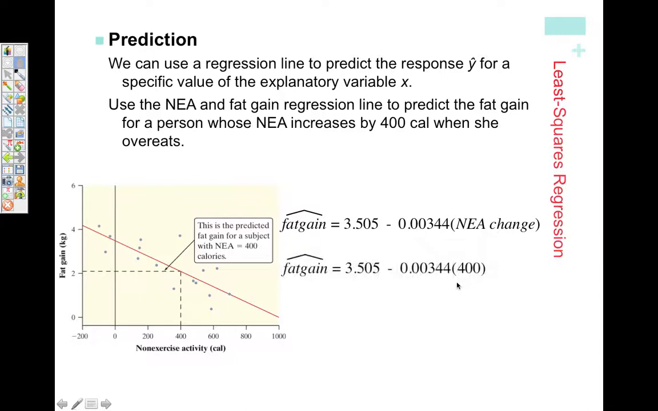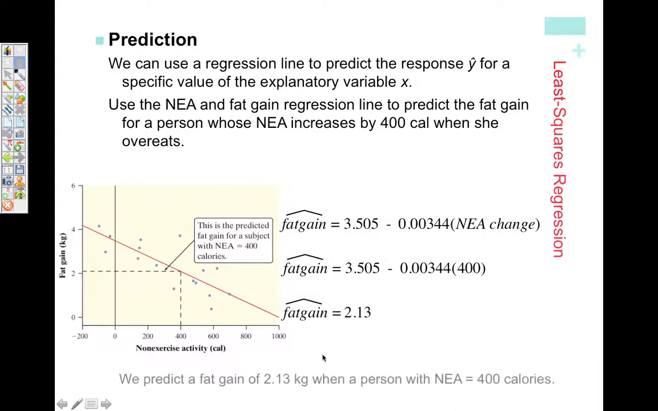We plug in 400, better than just going up to the graph and over, that's an estimation. We can see it's going to be a little bit bigger than 2 kilograms. Crunch the numbers, we get 2.13. So now we state this as an answer in the context of the problem. So we predict a fat gain of 2.13 kilograms when a person's non-exercise activity is equal to 400 calories. Again, in the context of the problem.